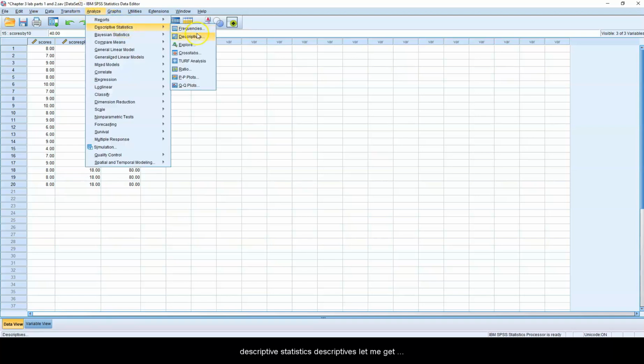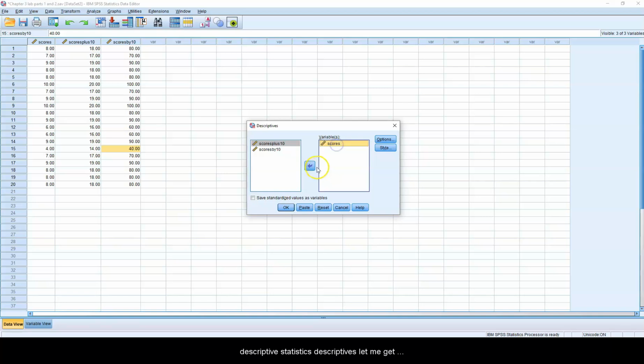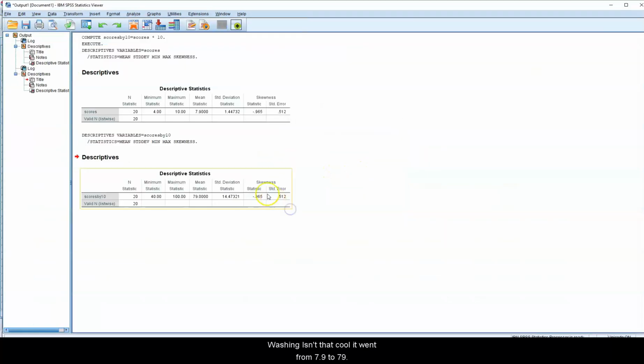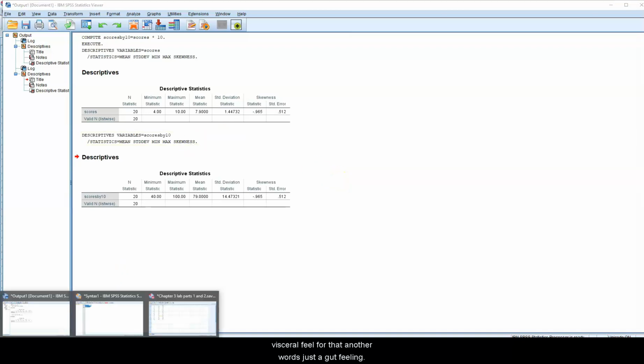Analyze, descriptive statistics, descriptives. Let me get scores out of there and drop in scores by 10, multiplied by 10. And watch, and isn't that cool? It went from 7.9 to 79. And sure enough, 1.45, really, to roughly 14.45. Isn't that cool? The standard deviation was multiplied by 10, but I hope you have a visceral feel for that.